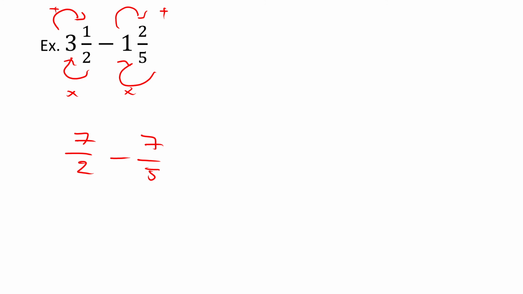So let's find the LCD of 2 and 5, which should be 10. Why 10? Because let's start with 5. Can 2 go into 5? No. How about 10? Can 2 go into 10? Yes. So your LCD is 10.